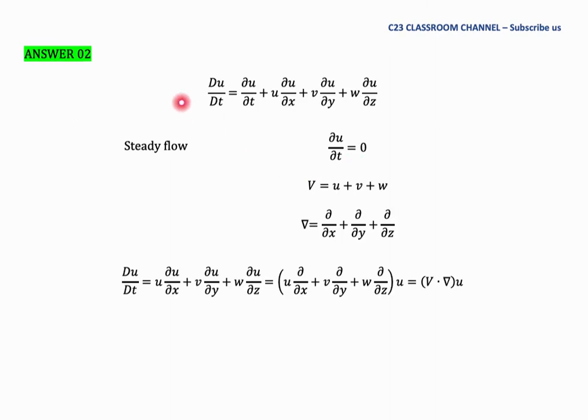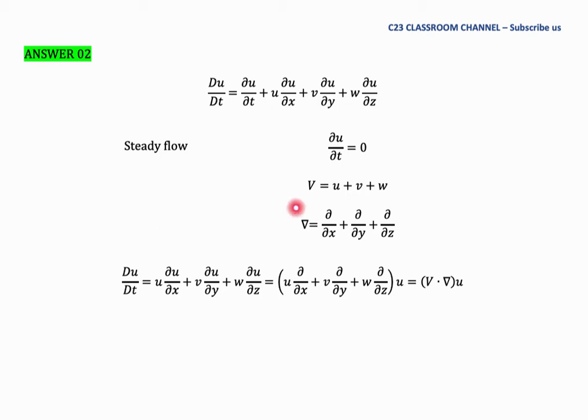So this is the continuity equation. We have Du/Dt equal to ∂u/∂t plus u ∂u/∂x plus v ∂u/∂y plus w ∂u/∂z. And because we assume that this is a steady flow, we take ∂u/∂t equal to 0.